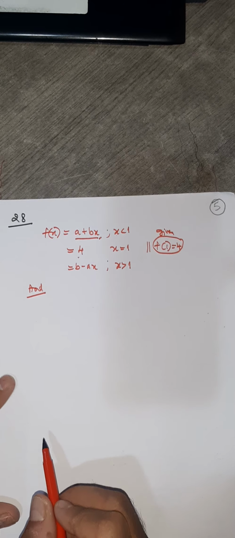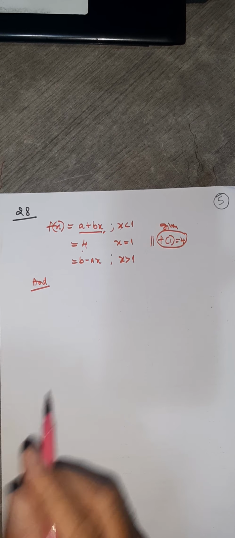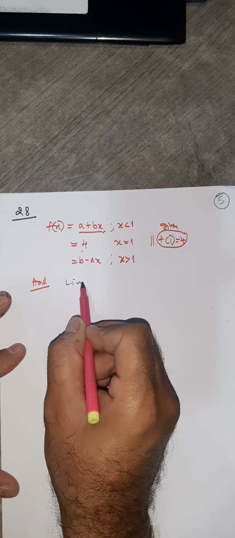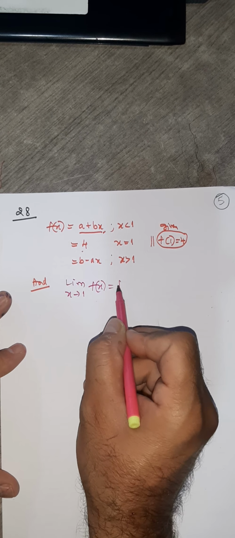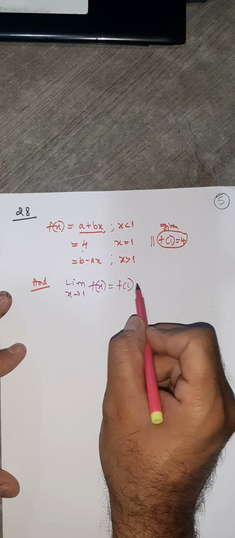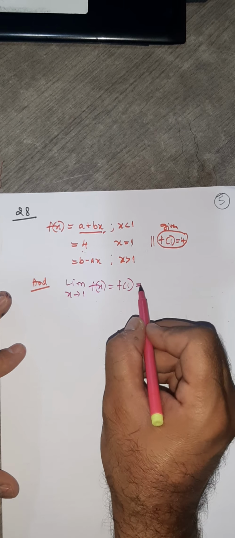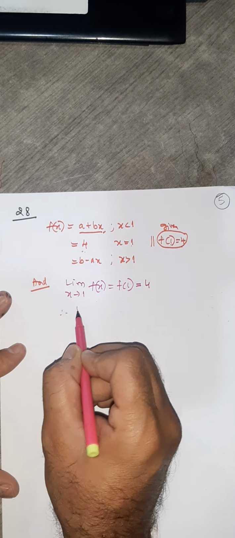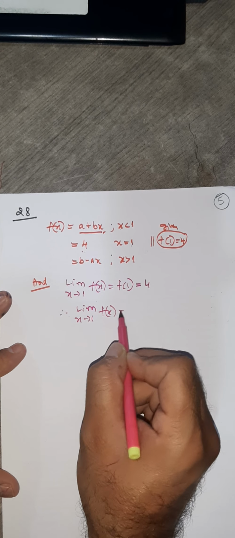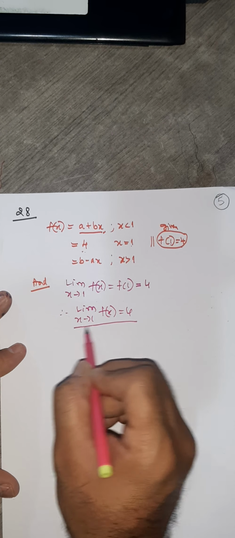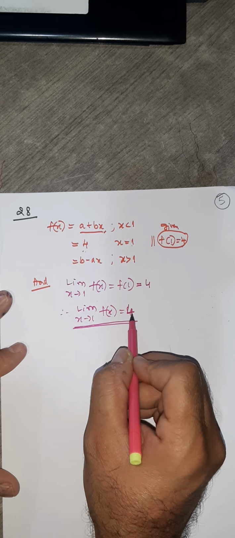What's given in the question? You are also given that limit x tends to 1 of f(x) is f of 1. f of 1 कितना है? 4 है. ये रहा f of 1, as I told you. If x is 1, the value of the function is 4. So indirectly this is given to you. Limit x tends to 1 of f(x) equals 4. This is given. You are not going to find the limit. You are given the limit 4.